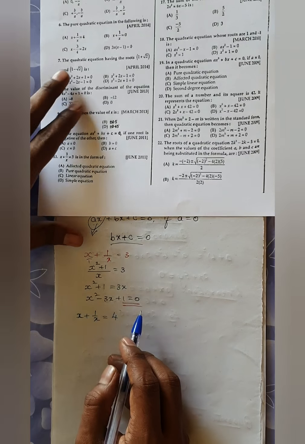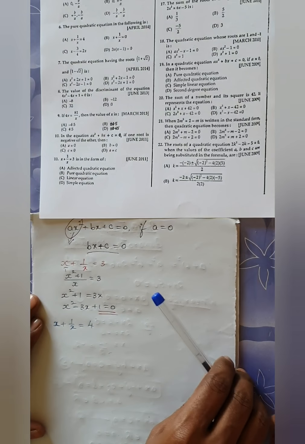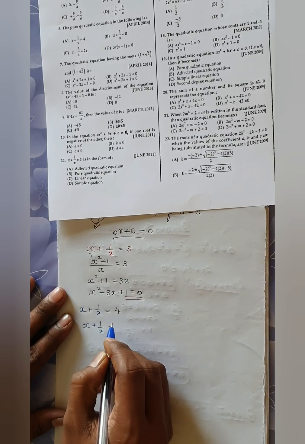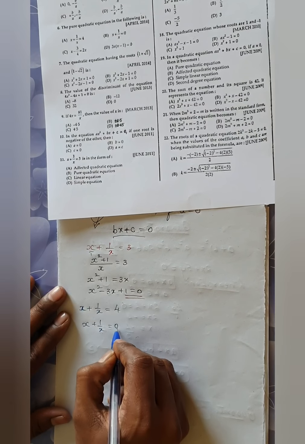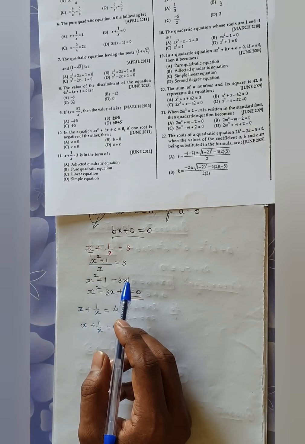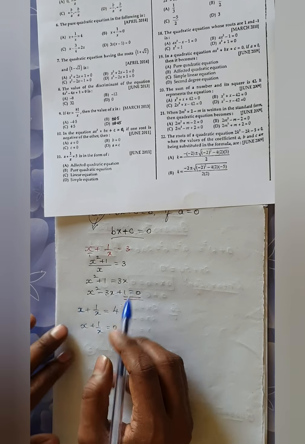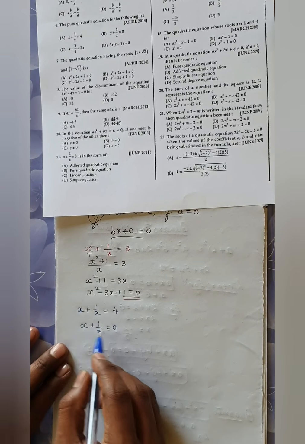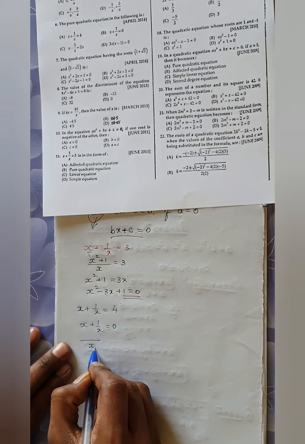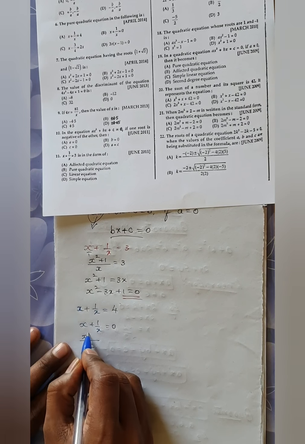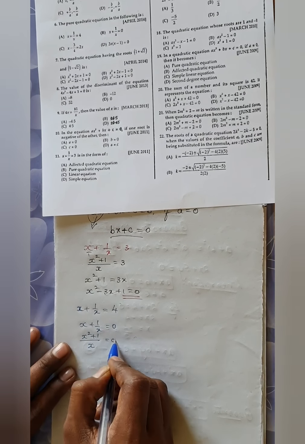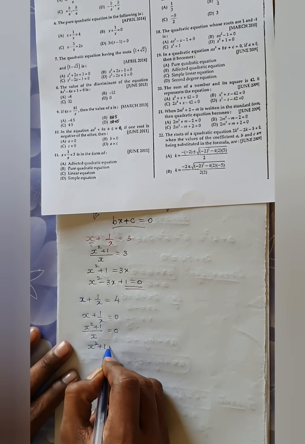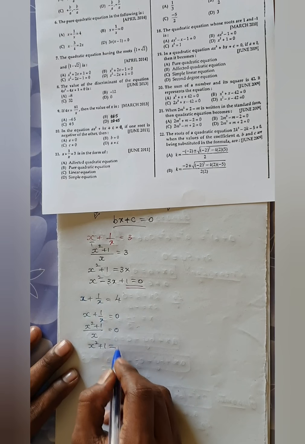Now, if you consider B, there is another equation I have, x plus 1 by x equal to 0. You may say that this is also not a pure quadratic equation, that this is also an adfected quadratic equation. Let's check. If you take the LCM, I'll get x in the denominator, and the numerator will become x square plus 1 equals 0. Now, if I cross multiply, I'll get x square plus 1 is equal to x into 0, which is 0.